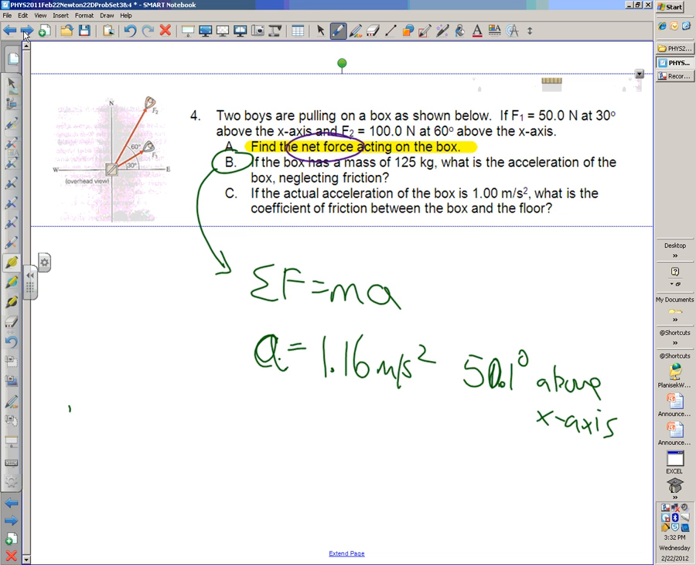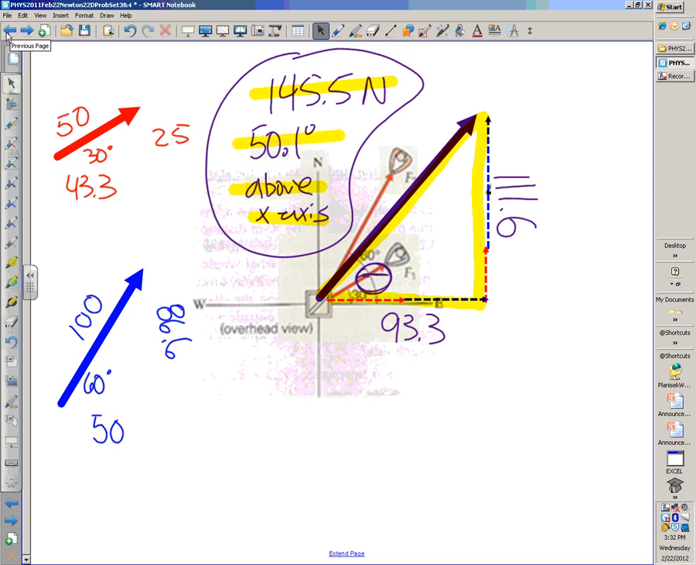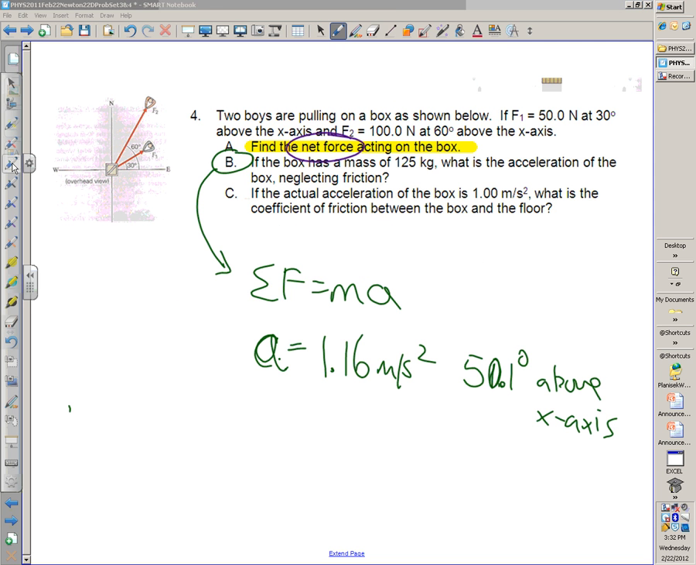Then, for letter B, it said if the box had a mass of 125 kilograms, what was the acceleration of the box neglecting friction? So in this case, we're just using Newton's second law, right? We know that the net force was 145.5, so we plug that in there for the net force. The mass of the box was given to us as 125 kilograms. We solve for the acceleration. We get 1.16 meters per second squared.